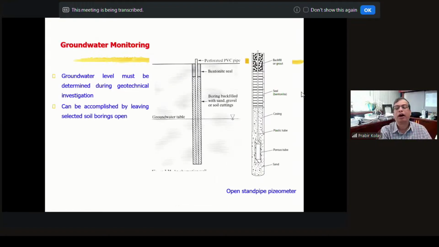Then also, this is important, the groundwater monitoring. Obviously, you need to use a standpipe with a piezometer, and there are different types of sensors. You make a borehole and put a sensor into the borehole. When it touches the water, it will immediately give you the groundwater level. Most of the time, you need to make a borehole depending on the site.